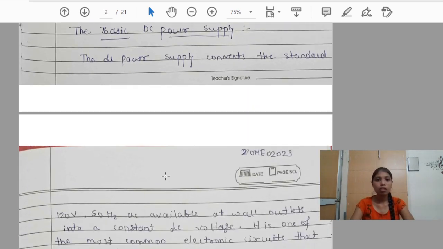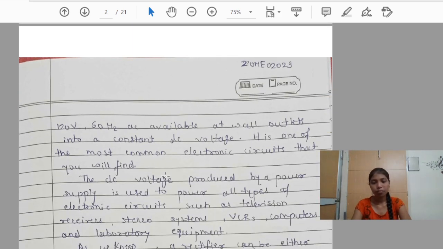The basic DC power supply. The DC power supply converts the standard 120 volt 60 Hz AC available at our outlets into a constant DC voltage. It is one of the most common electronic circuits that you will find.